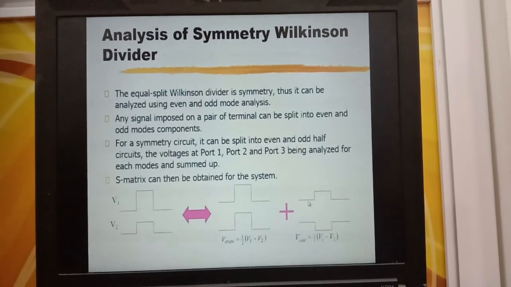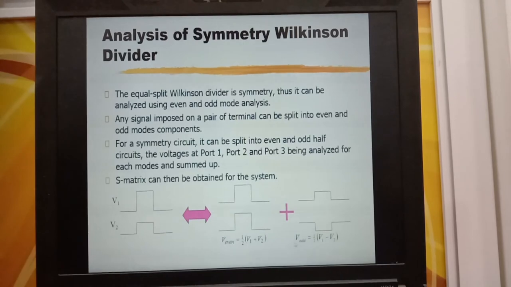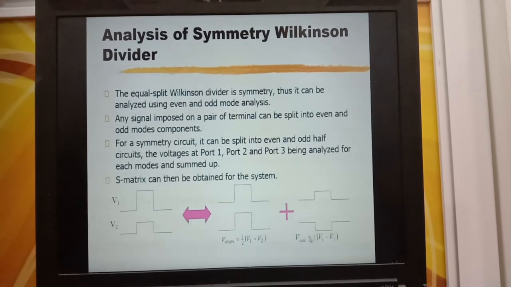As for the odd mode signal, the two signals have the same magnitude but opposite phase. We can find this even mode signal and odd mode signal by using this equation, where the even mode voltage is given by half of V1 plus V2 and the odd mode voltage is given by half of V1 minus V2.